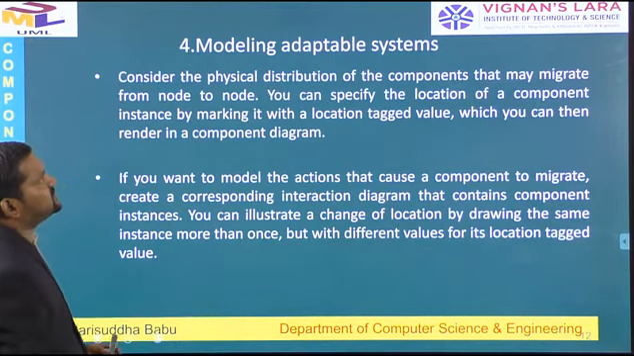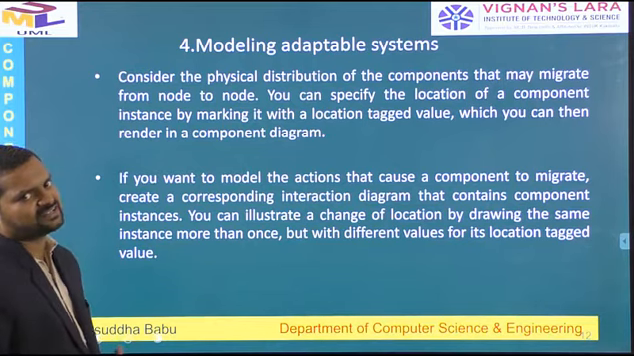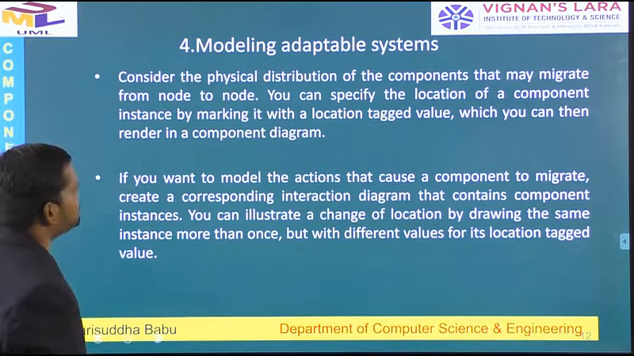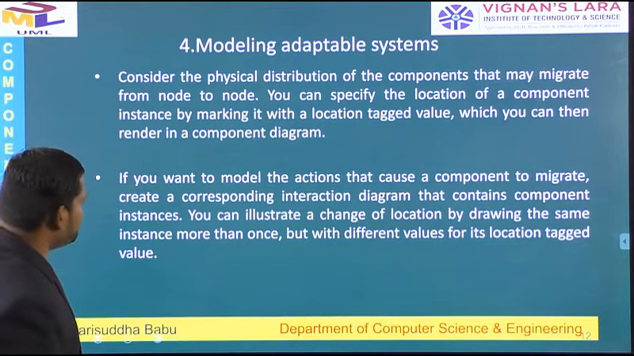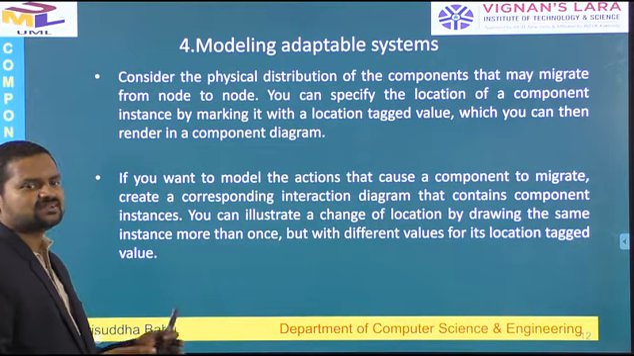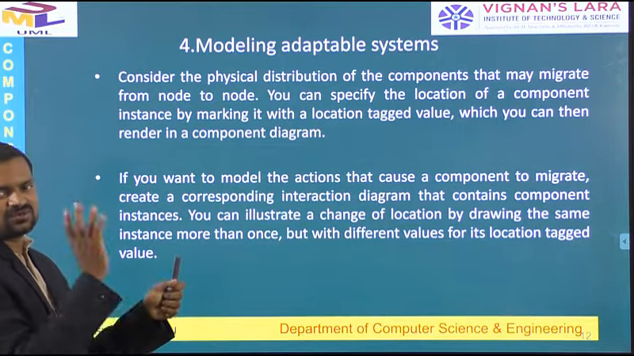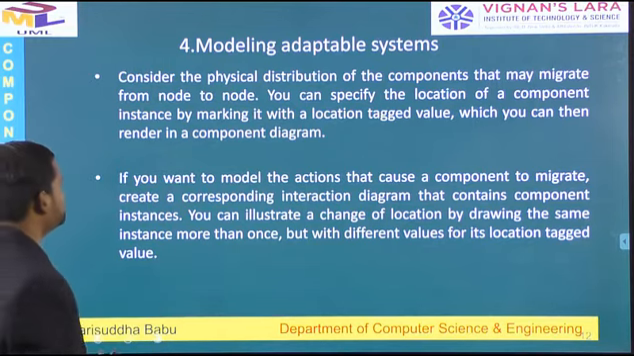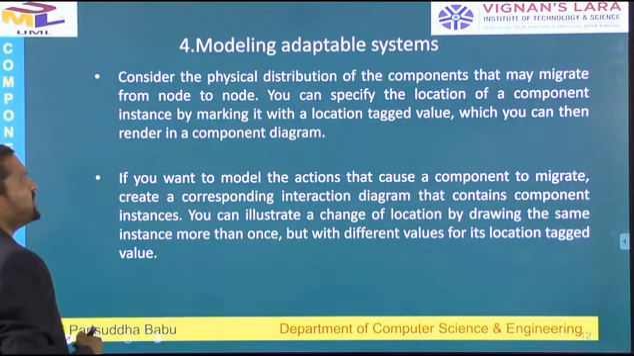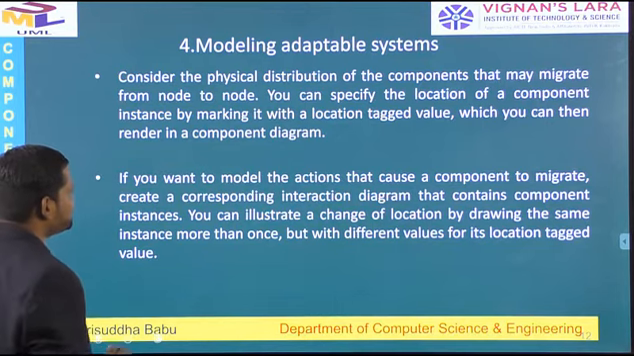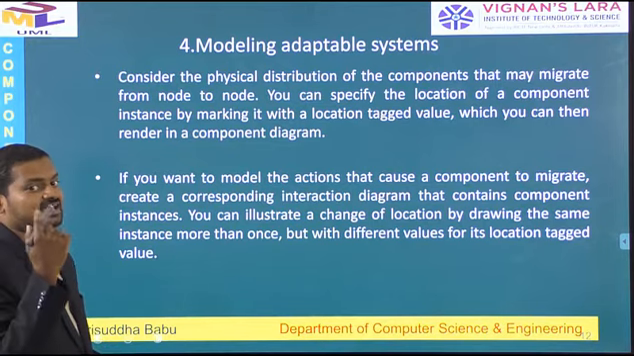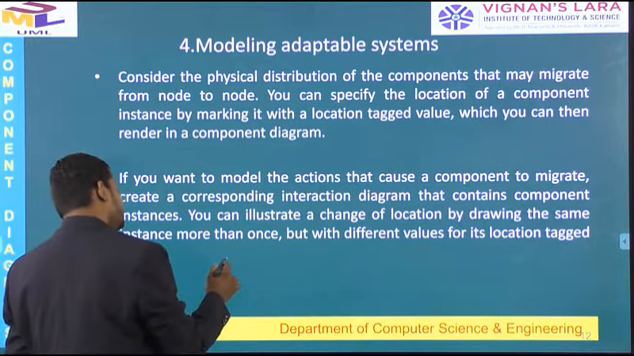And the last one, modeling adaptable systems. What is adaptable? Supporting systems. Adaptable means consider the physical distribution of your components that may migrate from node to node. One node is there, another node is there. You have to distribute the information to the different components. You can specify the location of a component instance by marking it with a location tagged value. Where do we give the location tagged value? With the help of the scope resolution operator.